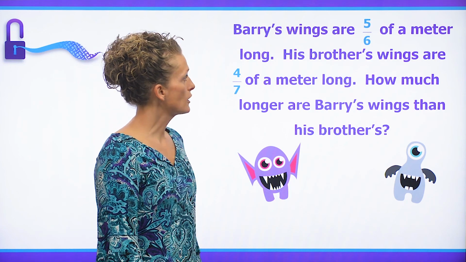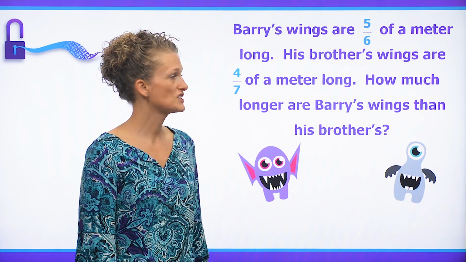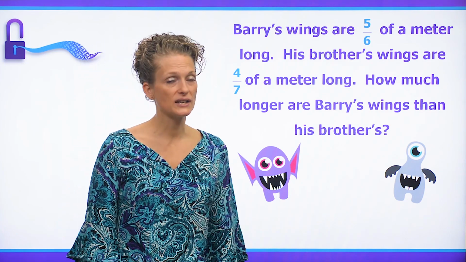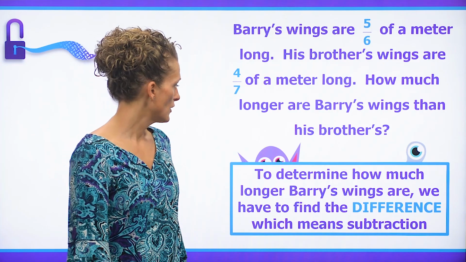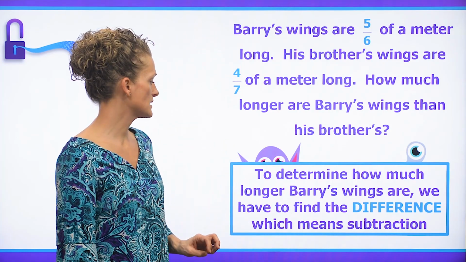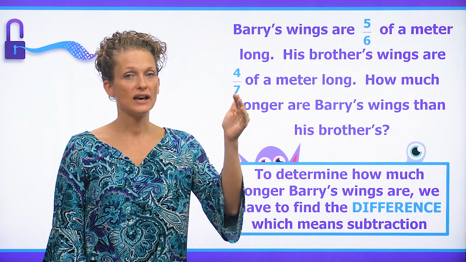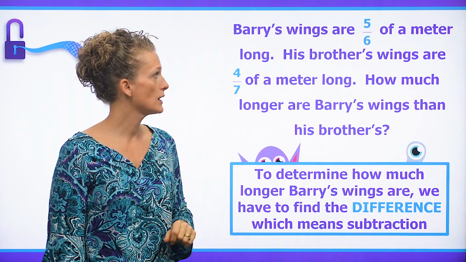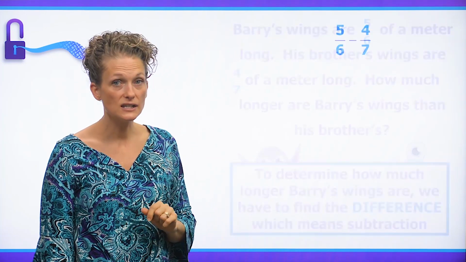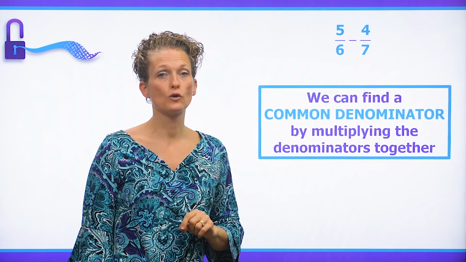Now Barry's wings are 5/6 of a meter long. His brother's wings are 4/7 of a meter long. How much longer are Barry's wings than his brother's? All right, now to determine how much longer Barry's wings are, we need to find the difference, which means subtract. Because if their wings are different lengths, we want to know by how much. So we have to find the difference in the two lengths. So 5 over 6 minus 4 over 7.